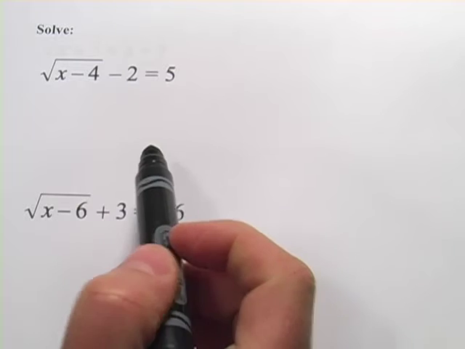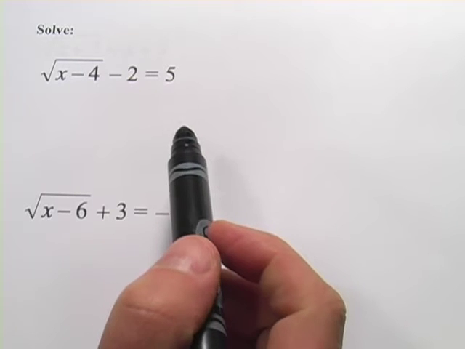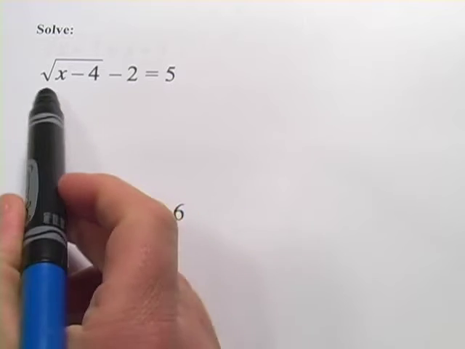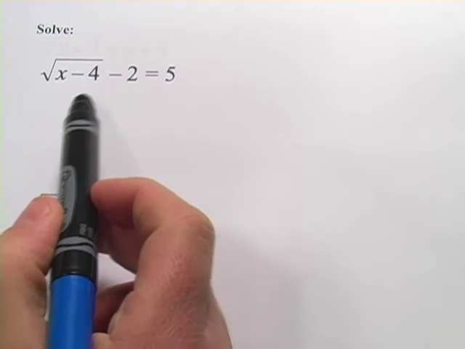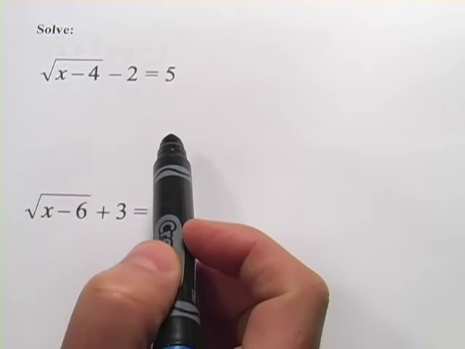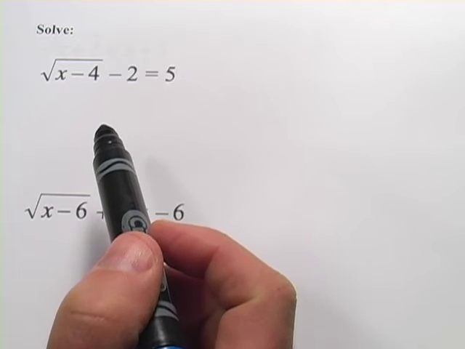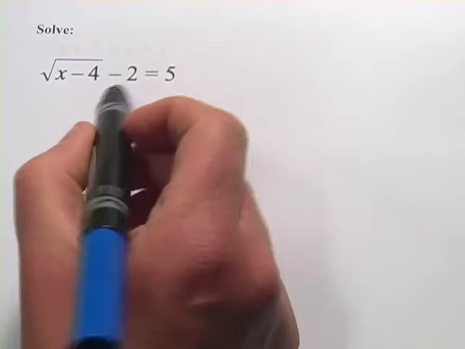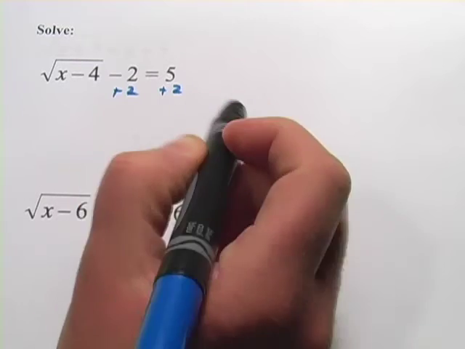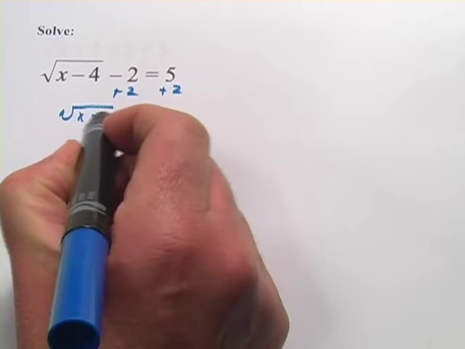In these problems, we are solving some radical equations. And the general approach here is to get the radical part of it alone on one side and then square both sides and see if you can solve it from there. So, for example, this first one, I would add 2 to both sides. I would get square root of x minus 4 equals 7.